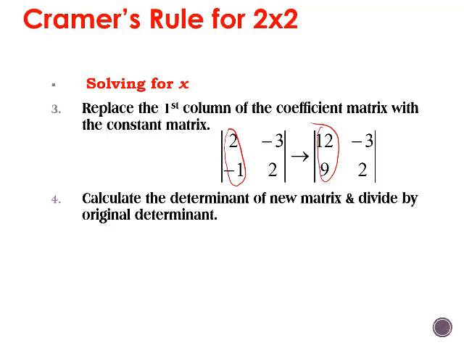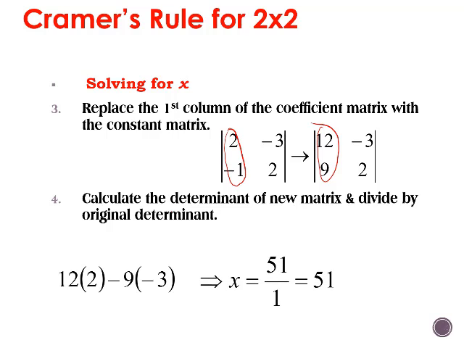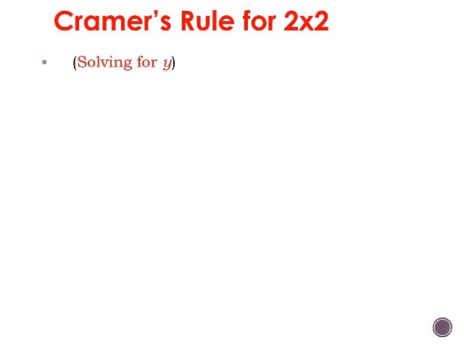Very good. We then calculate the determinant of the new matrix and divide by the original determinant. That is, we calculate the determinant of X and divide by the original determinant. Okay, that is the determinant of X. So that's the determinant of X when we calculate, which gives us 51 over the original determinant. We got 1. When we divide, it gives us 51. Very good.